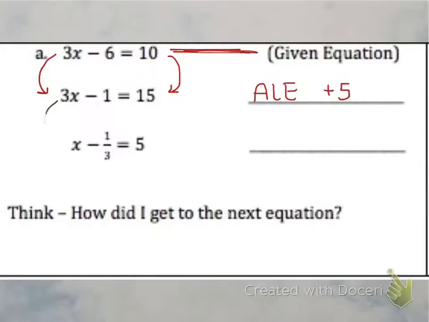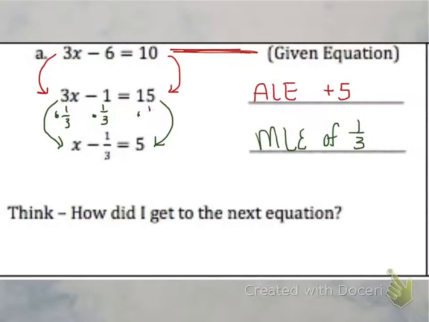Now what happens to go from this line to the next? And that happens to be a change of MLE. We multiplied every single piece by 1/3. And that's a little bit harder to see, but if you take a look, if you would be multiplying by 1/3 on every term on each side, we would get the resulting equation. So you're trying to think, how did it get to the next equation, to identify the transformation.